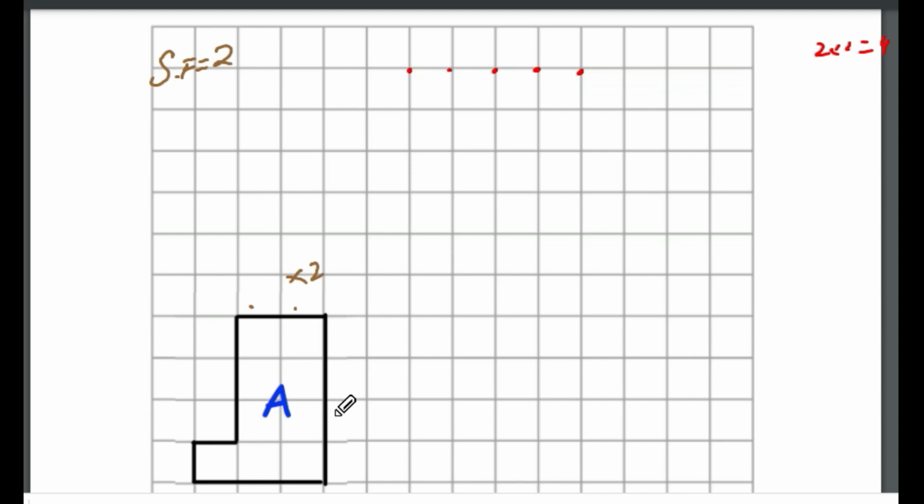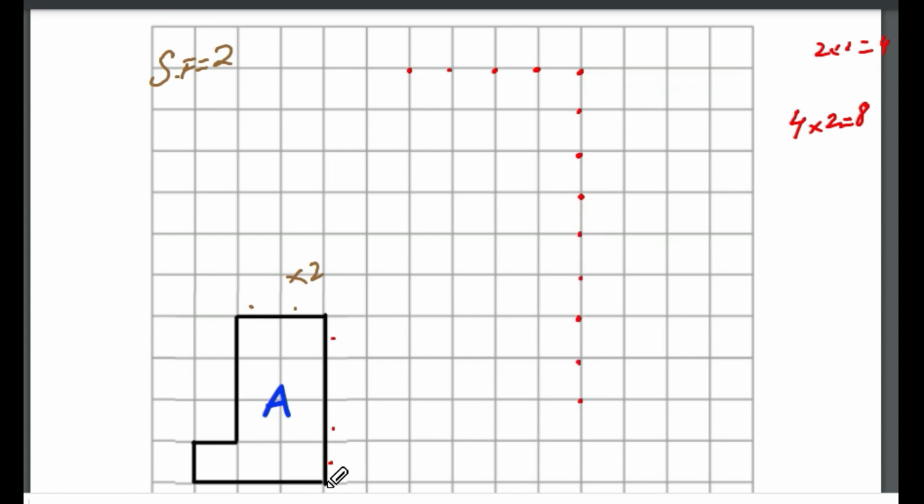Okay, now for this side, how many units do we have? 1, 2, 3, 4. You need to enlarge it by scale factor equals 2. That means you need to multiply it by 2, which will give you 8. So how many units do we need to go? 1, 2, 3, 4, 5, 6, 7, 8, right?